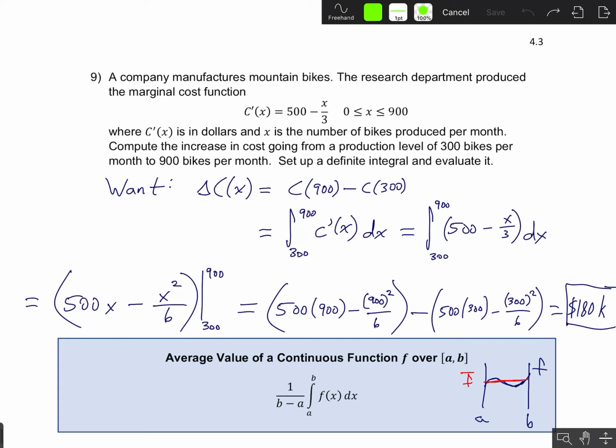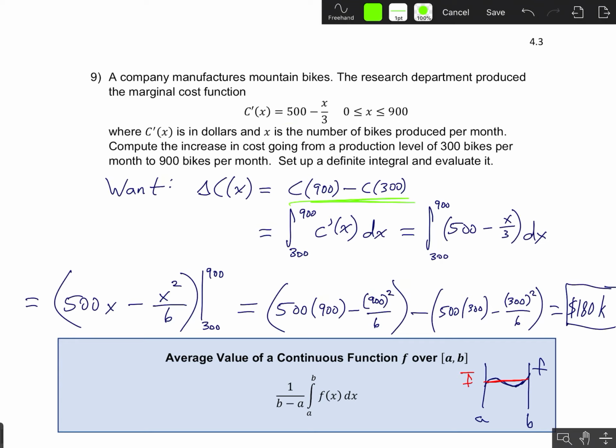before viewing the video. So in this first one, we have this company manufacturing mountain bikes, and we're given their marginal cost function. So we know the derivative here, and we want to know the increase in cost from going from 300 bikes per month to 900 bikes per month. So, and this is the cost function per month. So we want the change from a production level of 300 to a production level of 900 in the costs.